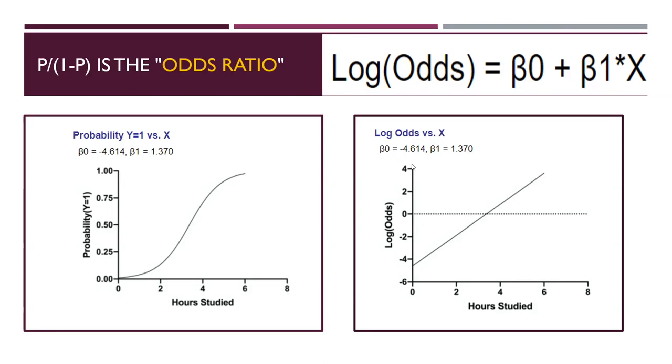So log odds is always a straight line, and probability is always an S function. So the left hand side is a sigmoid function, and on the right hand side, what we have plotted is log odds, and it is nothing but a straight line.